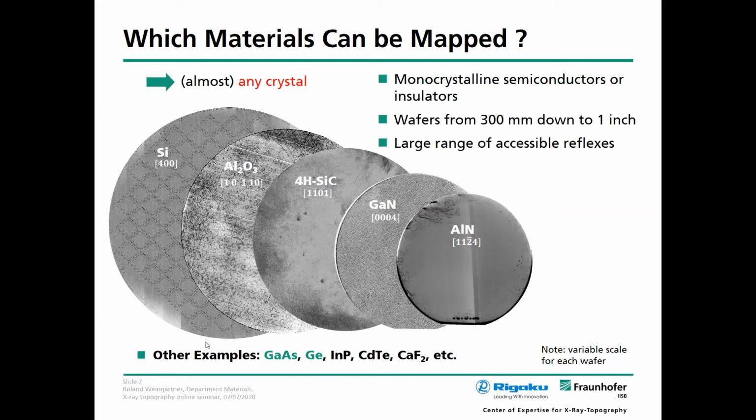Here you see, for instance, a 300 millimeter silicon wafer. Then you see a sapphire substrate. Here is an example for 4H silicon carbide, a gallium nitride substrate, and here a 1 inch aluminum nitride substrate. Of course, these are examples I will show in more detail in this talk. There are many more materials you may be interested in. We also measured gallium arsenide, germanium, indium phosphide, cadmium telluride, and so on. So there are no limits on the materials. But in this talk, I will mostly focus on these wide bandgap materials.